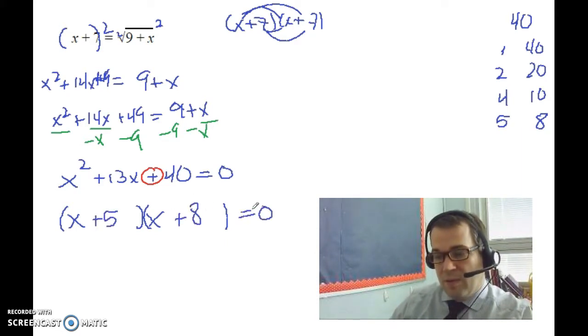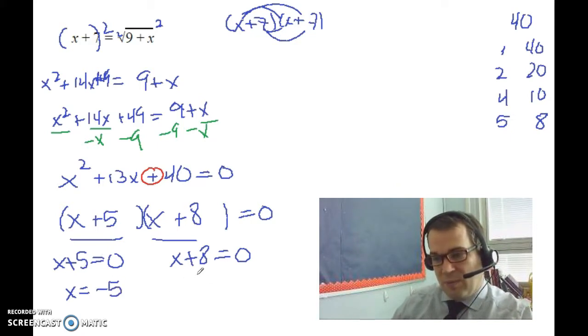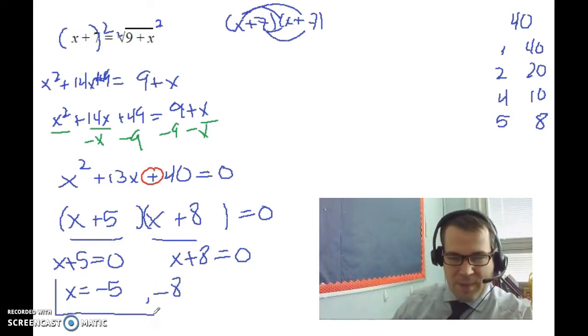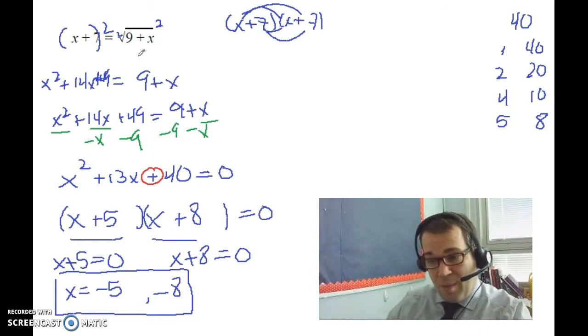equal to 0. Because this times this has to equal 0, either x plus 5 equals 0 or x plus 8 could equal 0. If x plus 5 equals 0, x equals, subtracting 5 from both sides, negative 5, or subtracting 8, maybe negative 8. So these are my potential answers. I do want to take both of these numbers in the original problem, plug them in, and make sure that they actually work. If they don't work, I cross them off. If they both get crossed off, there's no solution.